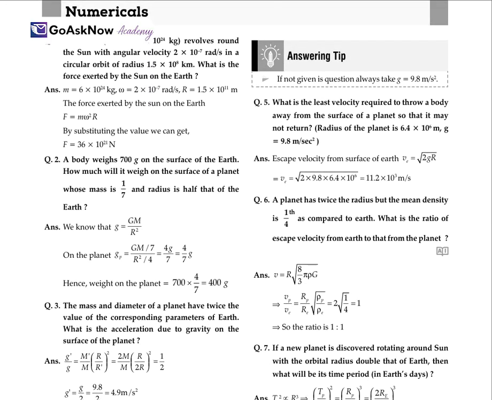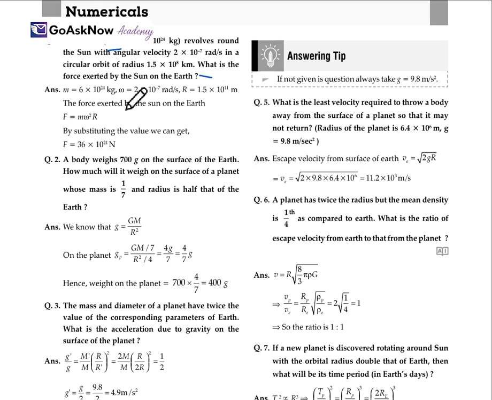Now, let's move forward with the numericals. We have the mass of the earth, m equals 6 into 10 to the power 24 kg, revolving around the sun with angular velocity 2 into 10 to the power minus 7 radian per second, in a circular orbit of radius 1.5 into 10 to the power 8 kilometer. What is the force exerted by the sun on the earth?